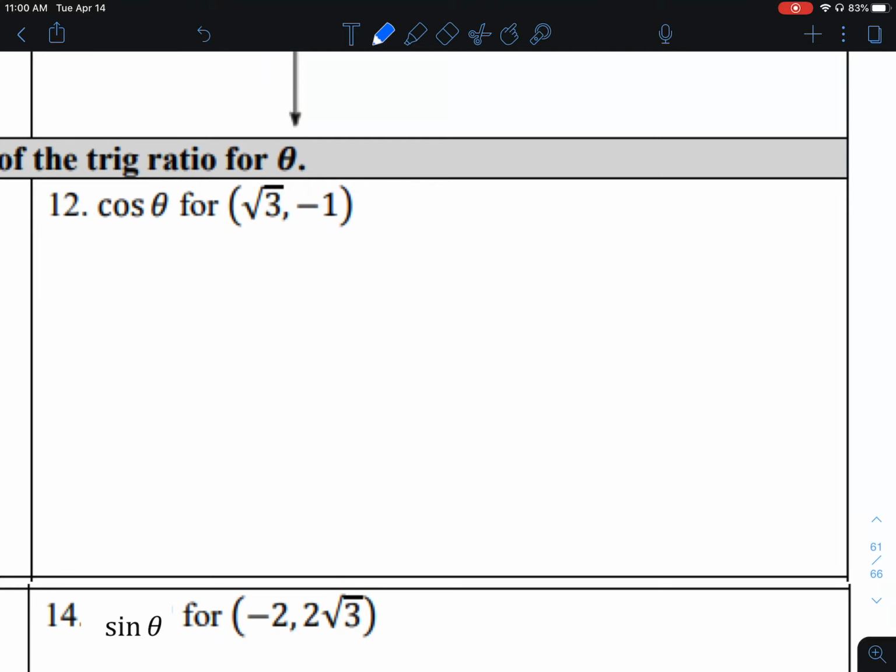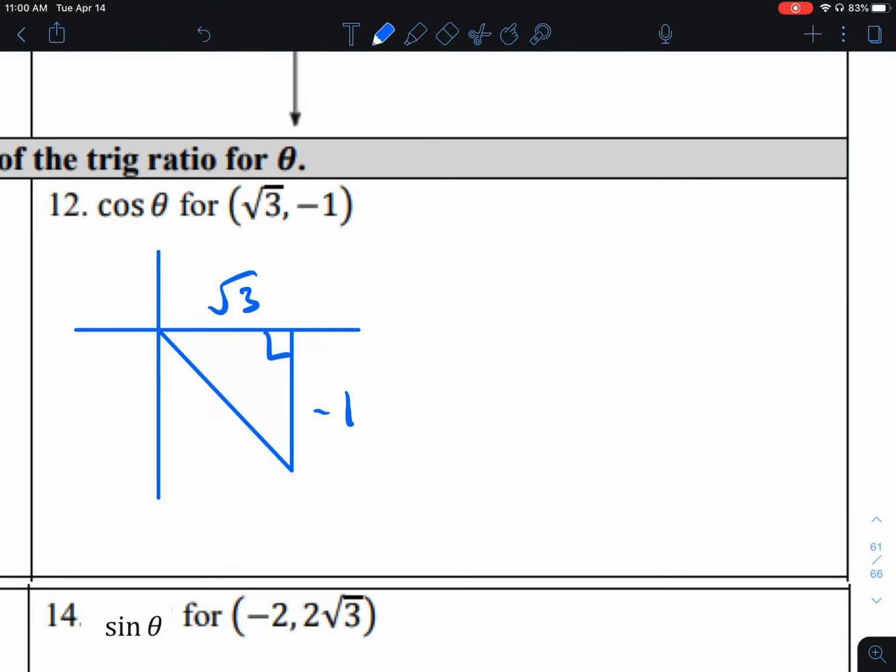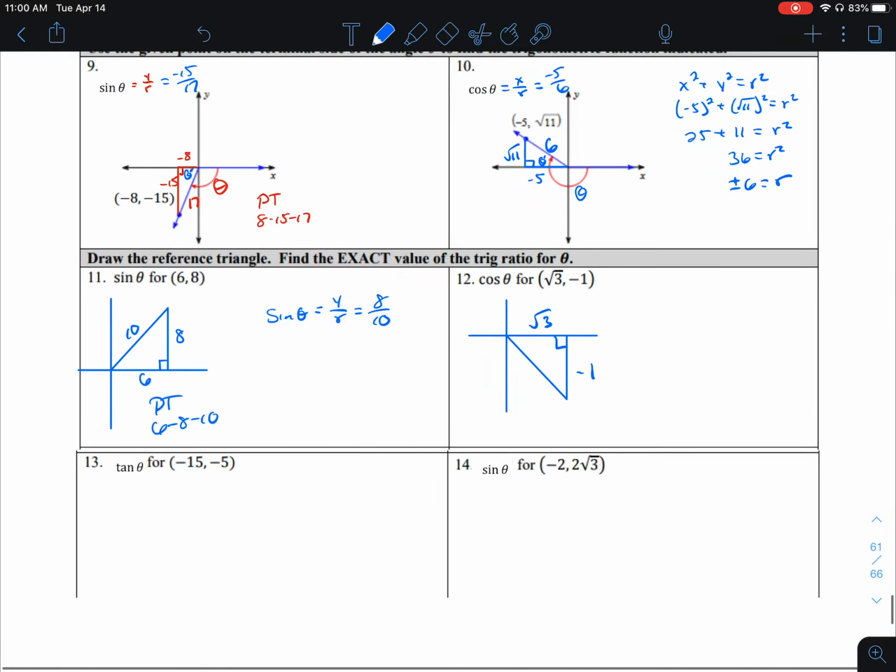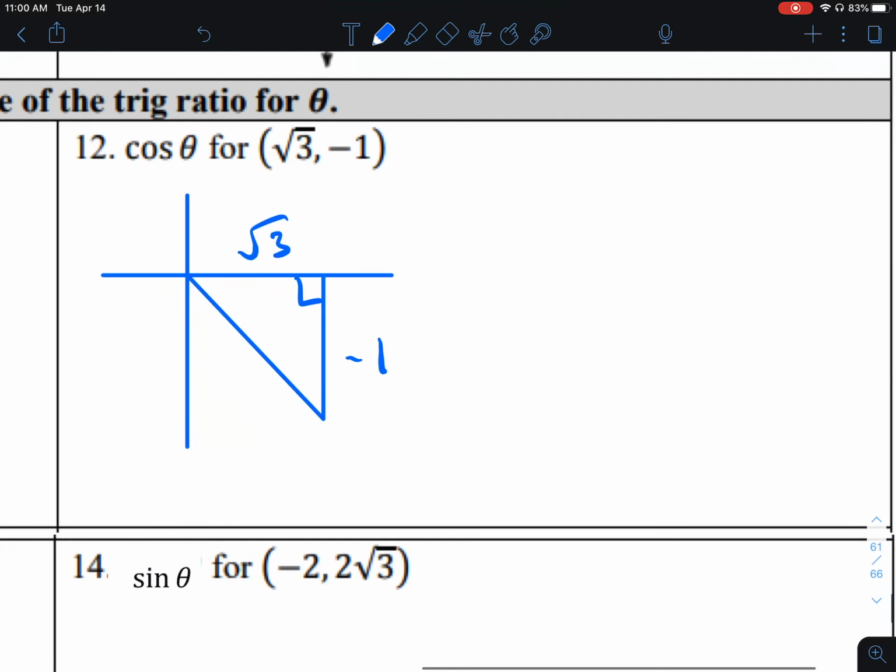12, cosine of theta, the point is square root of 3, negative 1. That's going to be in quadrant 4. So we go to the right square root of 3, then we go down 1. Every time, on this previous picture, I should have put a theta in here. Every time we do this, we need to make sure that our right triangle has the x-axis as one of the legs. The angle we're using is a reference angle. It's formed by the terminal side and the x-axis and it's acute.